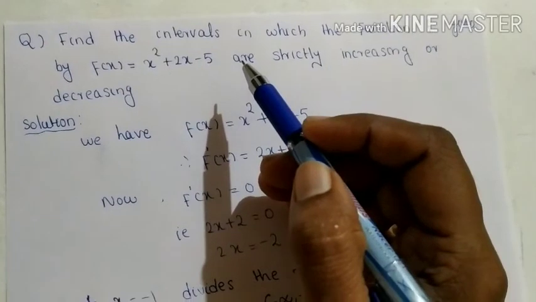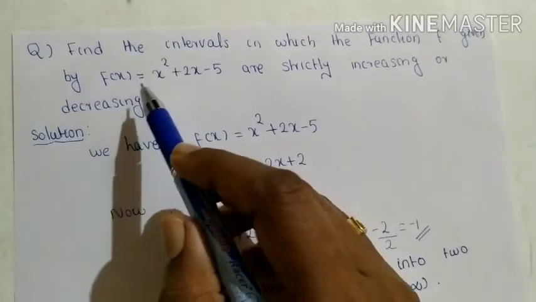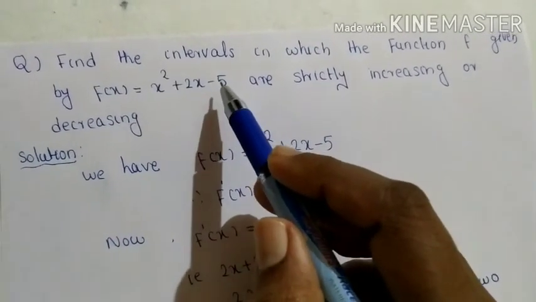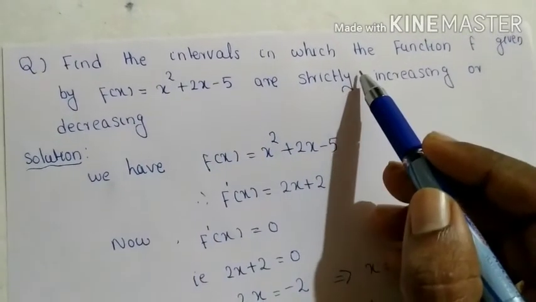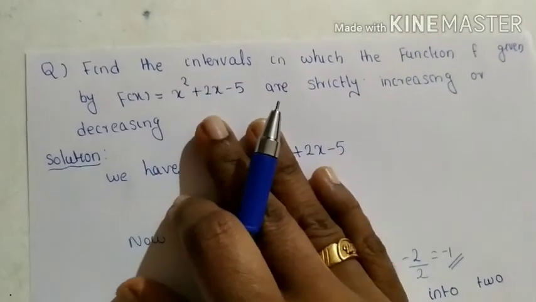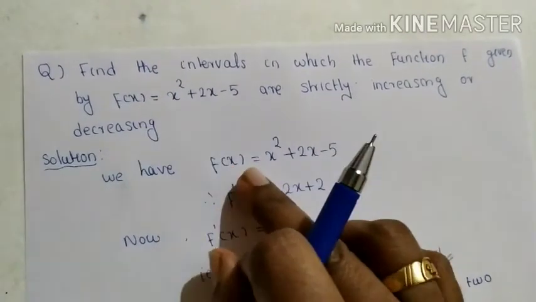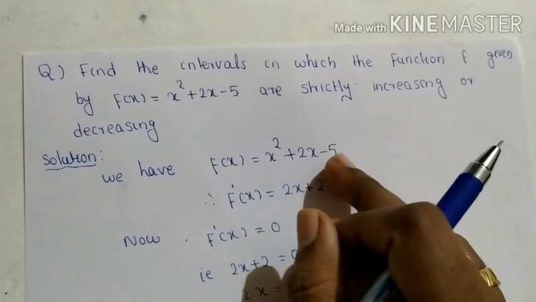This is our next question. Find the intervals in which the function f given by f of x equal to x square plus 2x minus 5 is strictly increasing or decreasing. So let's start the solution of this question. Given that the function f of x equal to x square plus 2x minus 5.